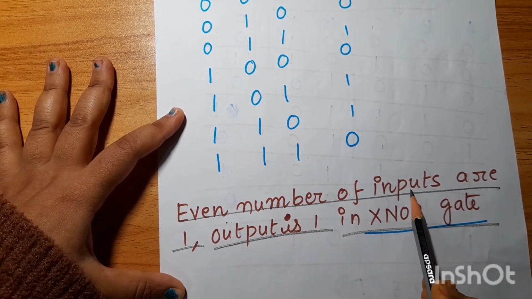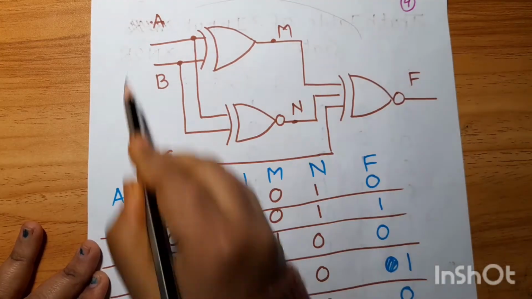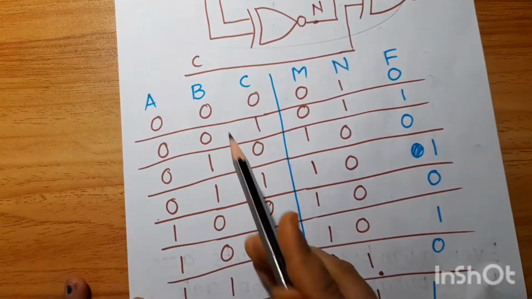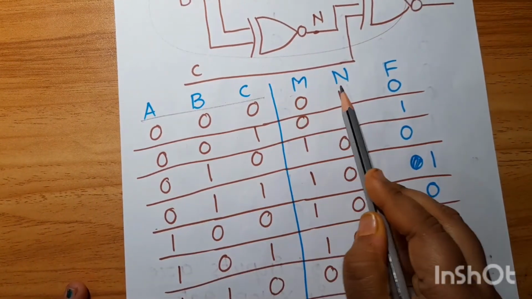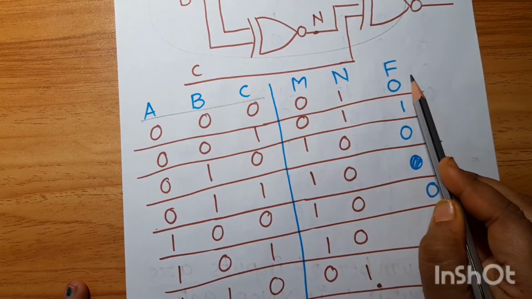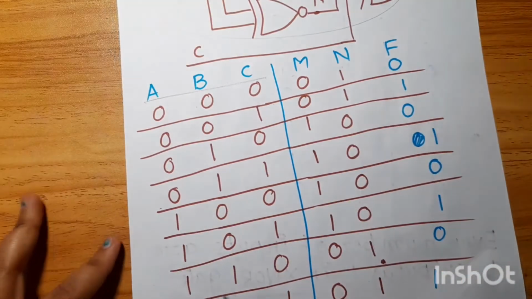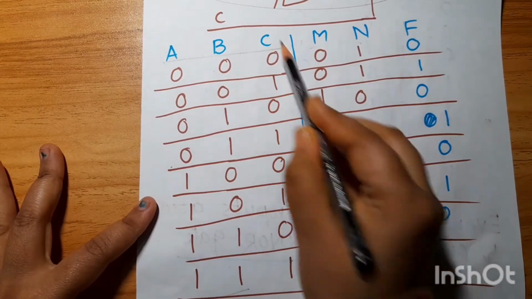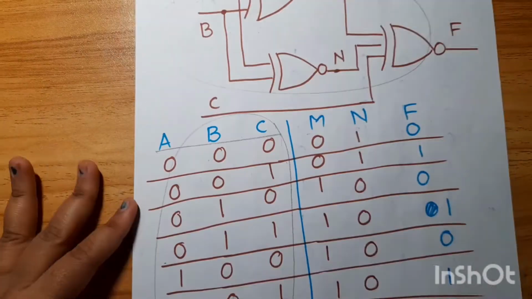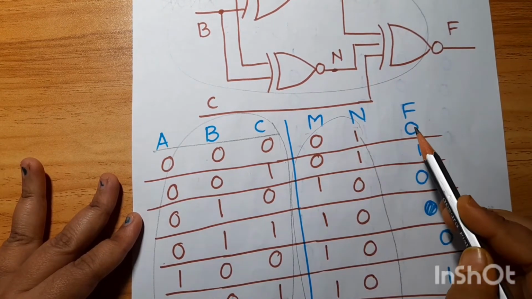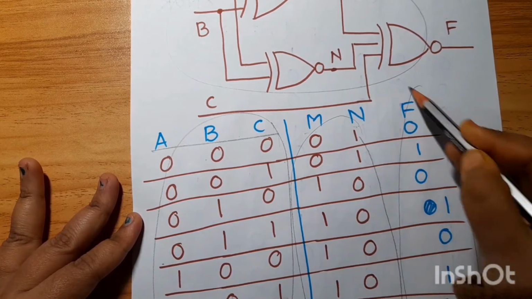Even number of inputs. Same circuit redrawn, M and N are the internal signals. A, B, C are the 3 inputs, okay. M and N are internal signals and F is the final output. All the 8 combinations have been evaluated. M and N are evaluated for all the 8 combinations and finally F is evaluated.